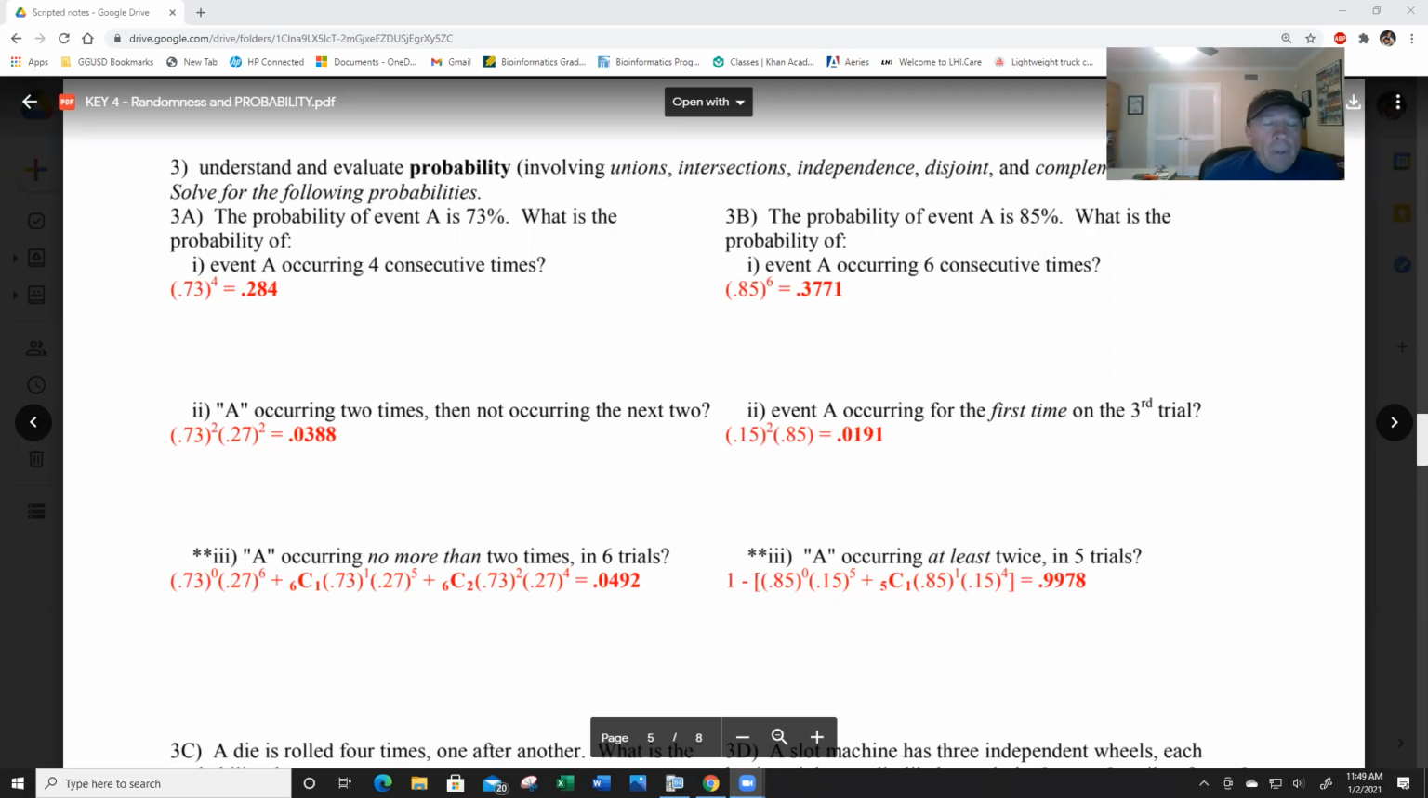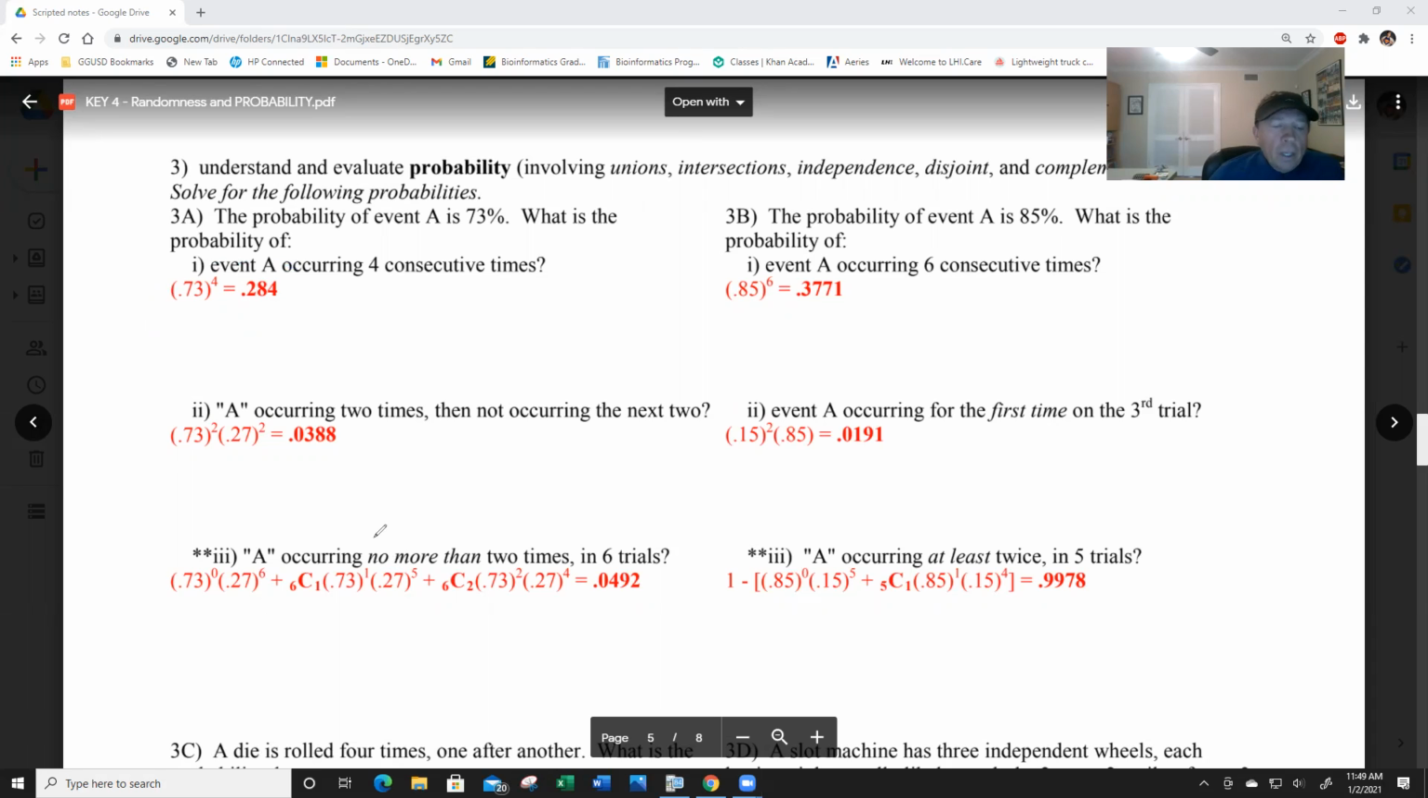What is the probability of event A occurring 4 consecutive times? The event A occurring 4 consecutive times. All right, no problem. That's basically 0.73 times 0.73 times 0.73 times 0.73, which is right there. Okay, here we go. A occurring 2 times, then not occurring the next 2 in that order. So 0.73 happens back to back, then 0.27 happens back to back, okay?